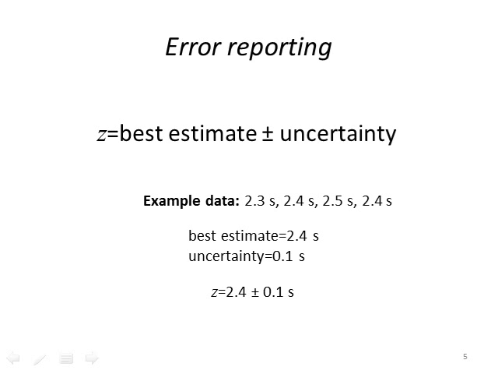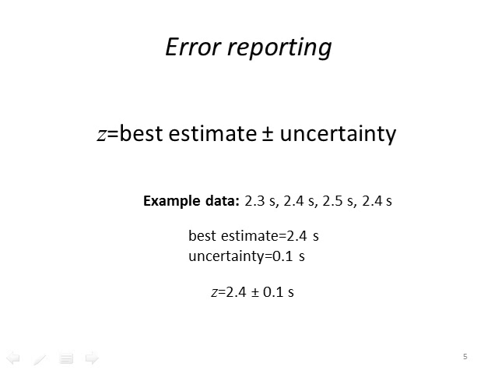Error reporting. Our estimated value is our best estimate, which is our average or our mean, plus or minus some uncertainty in the measurements, depending on how many samples you have from the population, etc. Now, how do we report that? Let's say we have example data that has 4 values: 2.3 seconds, 2.4, 2.5, 2.4 seconds. The average of that sample is 2.4, so that's our mean, and our uncertainty in this idealized value is 0.1 seconds. We report this as 2.4 plus or minus 0.1 seconds. This is how we report our errors.